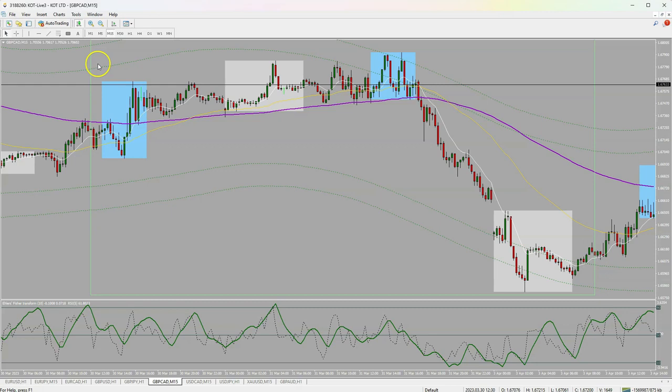So those are just a few examples of a couple different ways you can confirm the Omega strategy and go ahead and take that trade.